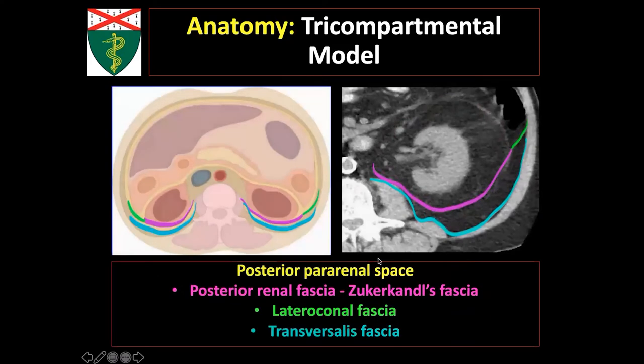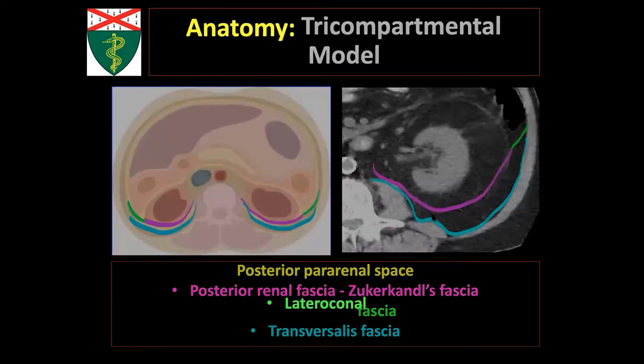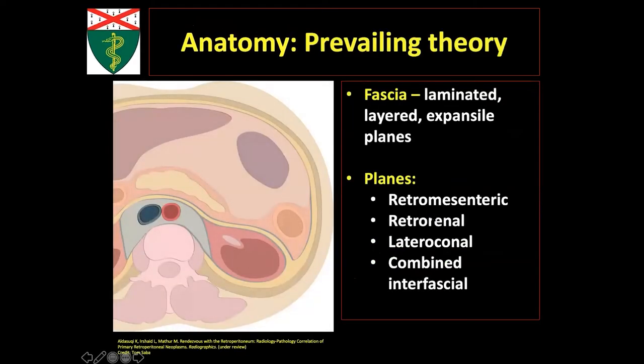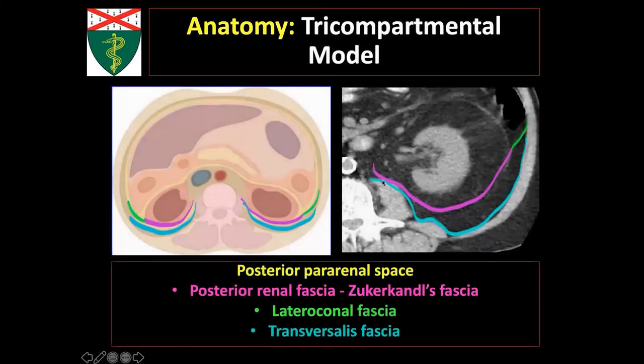And finally, my favorite space is the posterior pararenal space. It's my favorite space because it really just contains fat. So there's not much I have to remember about that. And it's delineated, let me just go back to the last slide, anteriorly by the posterior renal fascia, or Zuckerkandl's fascia. Posteriorly, it's delineated by the transversalis fascia, this really, really thin layer that sort of surrounds some of the muscles over here and goes out laterally. And then laterally, this extends as the lateral conal fascia. And this fat actually extends laterally, and you can see it as the properitoneal fat stripe on plain films.